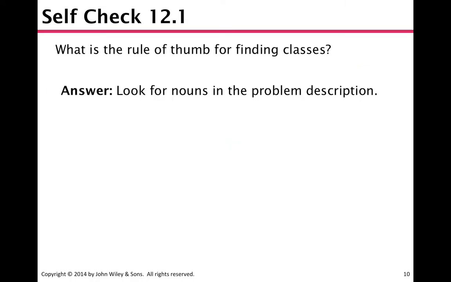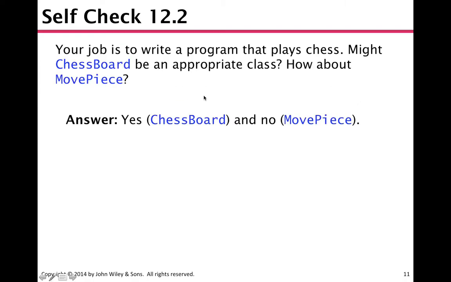Self-check. Rule of thumb for finding classes: look for nouns. Another self-check. Suppose we want to write a program to play chess. Then we have two words in mind: chessboard and move piece. But chessboard is good for a class, and move piece is not, because move piece is not a noun. But move piece could be a responsibility, a verb that takes action on the chessboard. So move piece would be a good candidate for a method in the chessboard class.